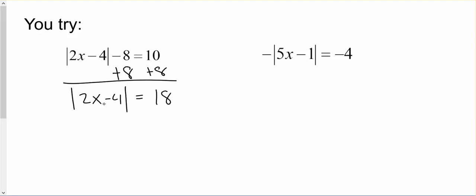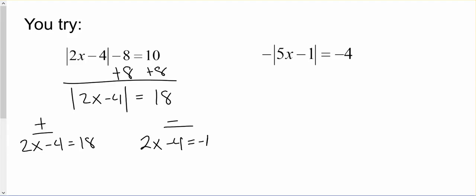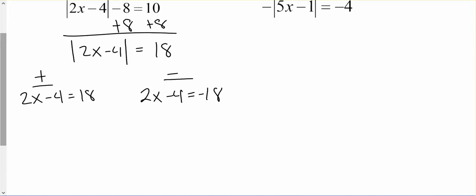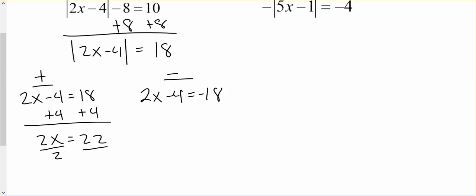Once we've got just our absolute value on one side, we can do our positive side and our negative side. We say 2x minus 4 equals 18, and our other side, 2x minus 4 equals negative 18. Well, what would we do to solve these? We've got multiplication and we've got subtraction. We'll undo the subtraction first. 2x equals 22, divide by 2, and x equals 11.